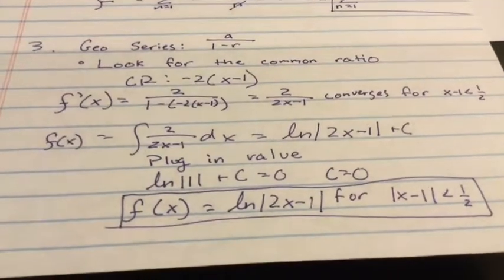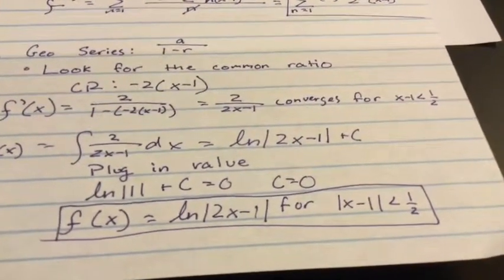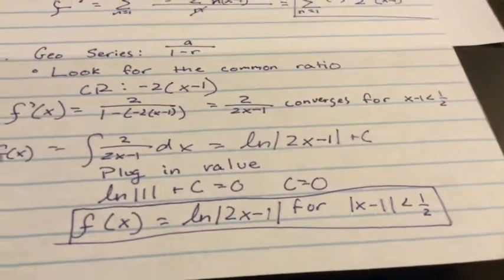So basically we can figure out that f of x equals ln of absolute value of 2x minus 1 for absolute value of x minus 1 is less than half. And that's how we can go about solving this problem.